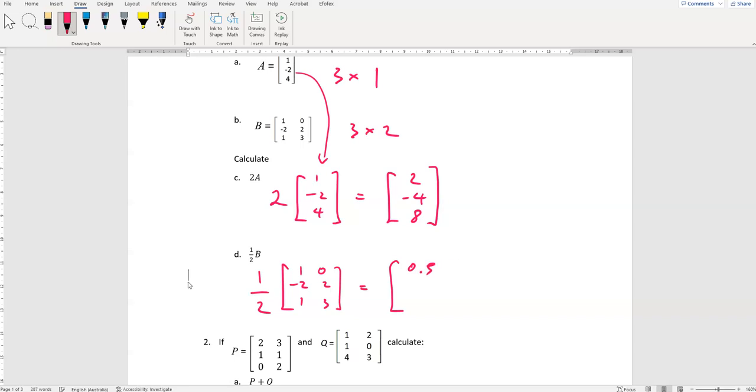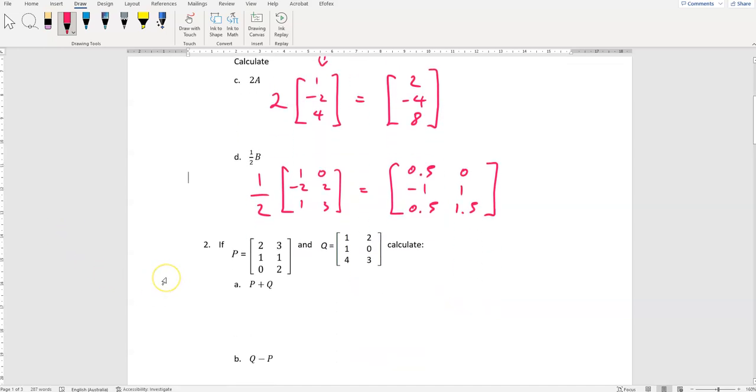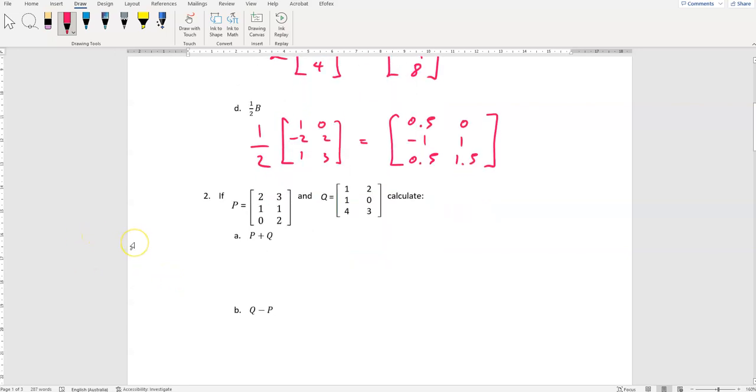That's going to be half times 1 is half, so 0.5. 0 times half is 0. That one's negative 1, 1.5 here again, and 1.5. Alright? Or 3 over 2. So 1.5, same as 3 over 2, that's okay, doesn't matter. Alright, give yourselves a tick if that's what you got.